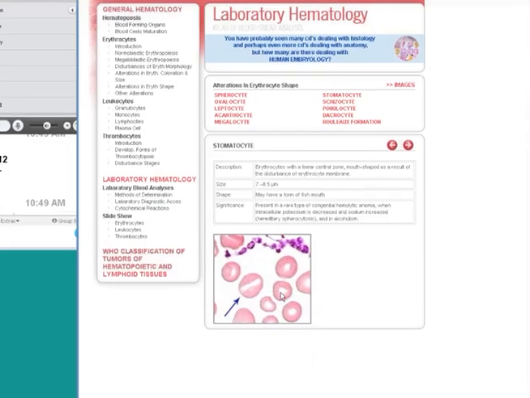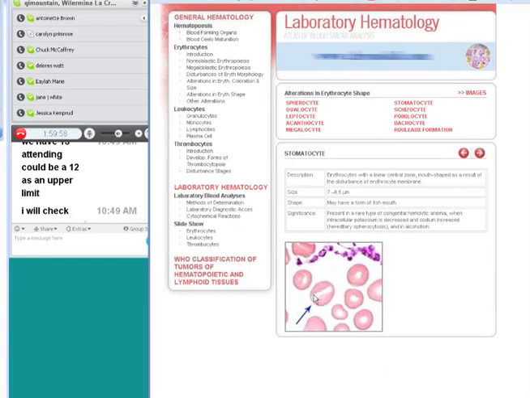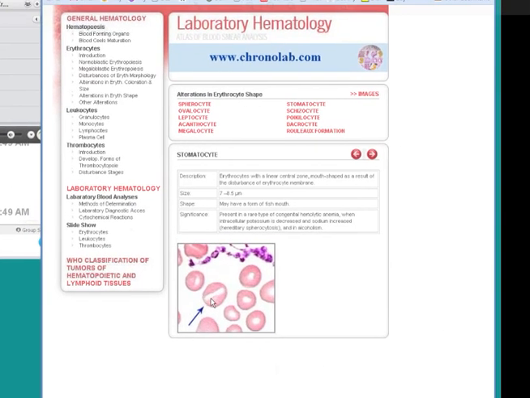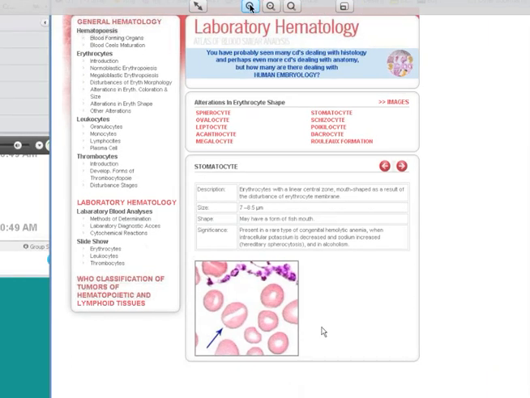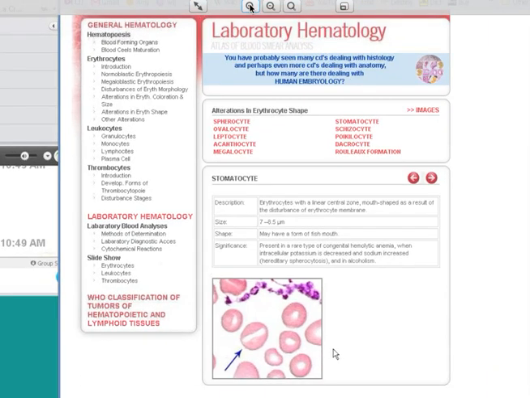Stomatocytes, these are interesting. Rather than having a round cavity, they have a lip-shaped one. That's why they call them a mouth. They look like little things coming at you to kiss you. There's a lot of things that cause that. The most common thing is alcoholism.